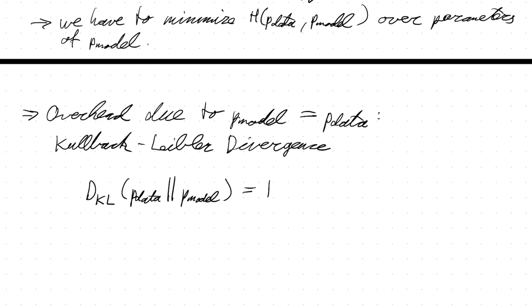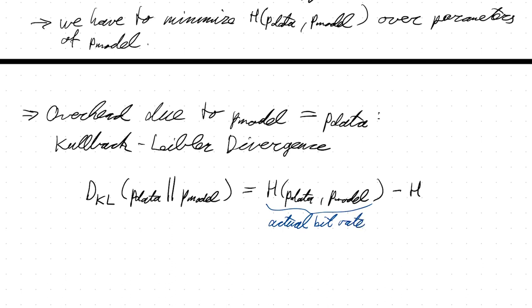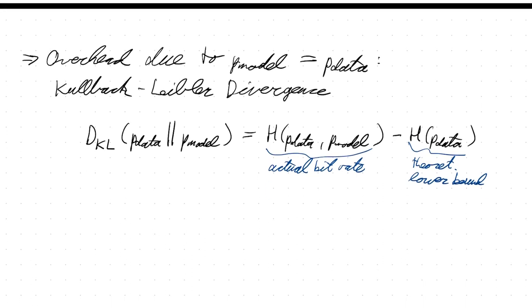And this is the actual bitrate that we get, which will be the cross entropy. So this is the actual bitrate, minus the theoretical lower bound. And then there are several ways to write this more explicitly.